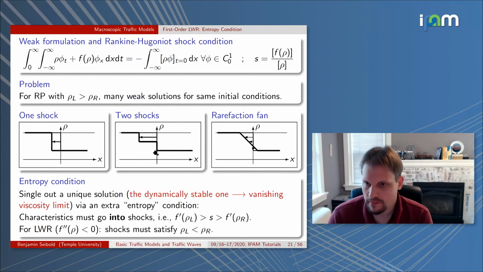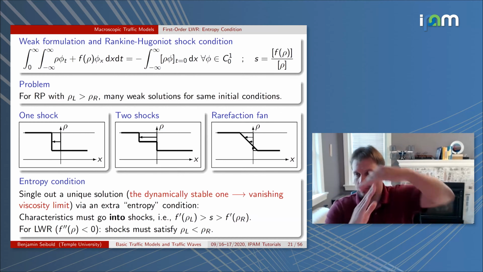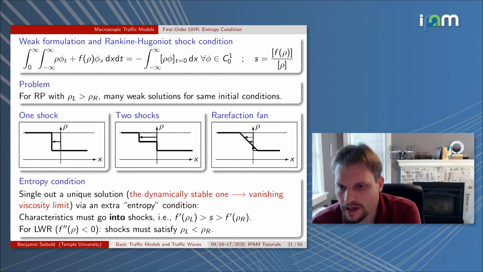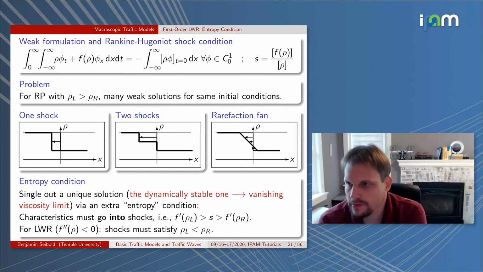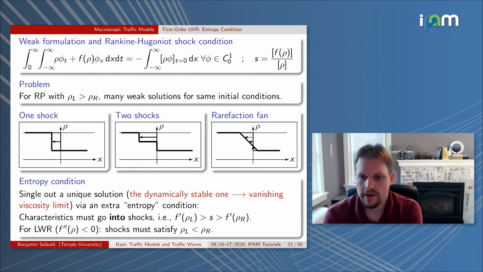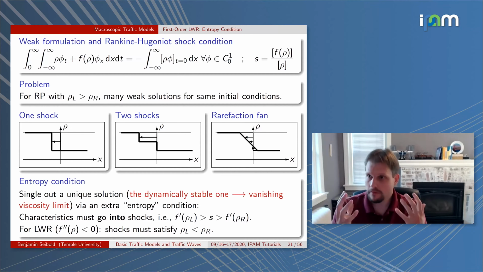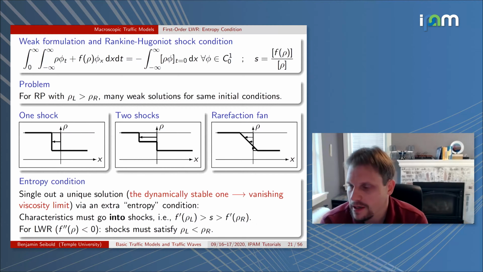For example, two shocks that move at different speeds, or a whole what is called a rarefaction fan here. So it becomes a solution that suddenly is continuous and moves sideways. All of these are valid weak solutions. So you have a problem here because you get one single initial condition, but you get infinitely many possible weak solutions. So one must provide an additional condition that singles out one single unique solution that is the real one, the realistic one.